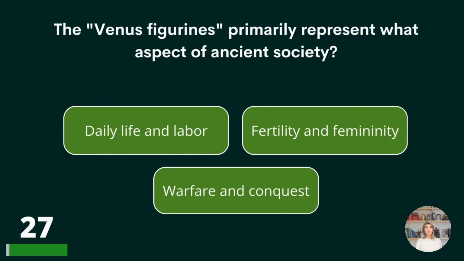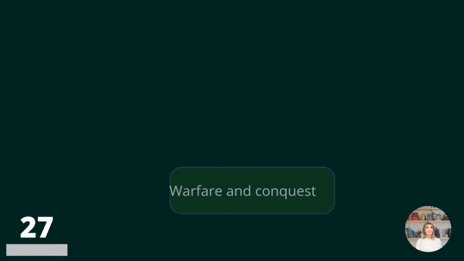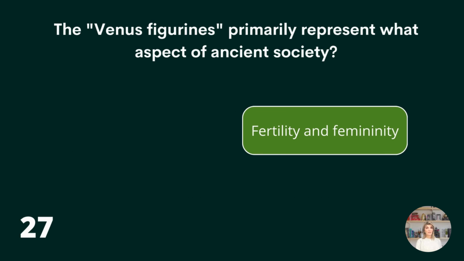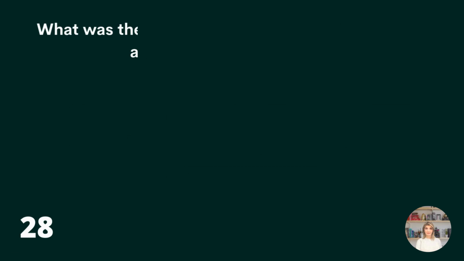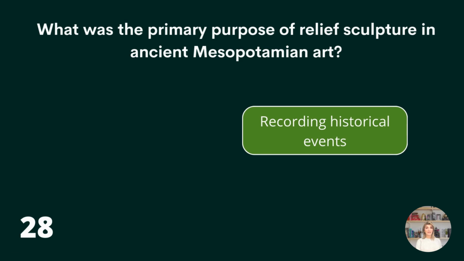The Venus figurines primarily represent what aspect of ancient society? Daily life and labor, fertility and femininity, or warfare and conquest? Fertility and femininity. What was the primary purpose of relief sculpture in ancient Mesopotamian art? Private artistic expression, recording historical events, or decoration of public spaces? Recording historical events.